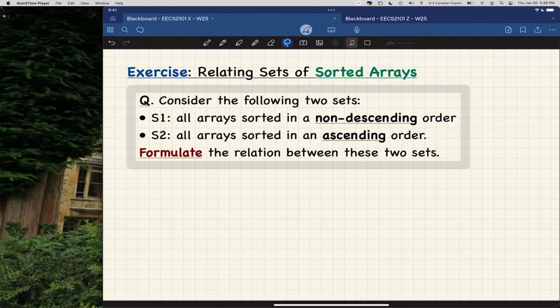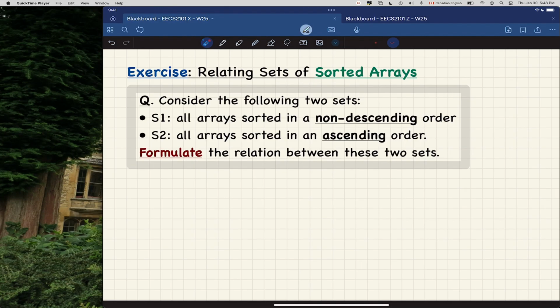All right, so here we got two sets. Set number one, S1, contains all the possible arrays sorted in the non-descending order. Set number two, S2, all the possible arrays sorted in ascending order. Try to recall the definition, right? Now we got set 1 and set 2. Conceptually, they're infinite because there are infinite number of arrays that may be sorted in a particular fashion, right?